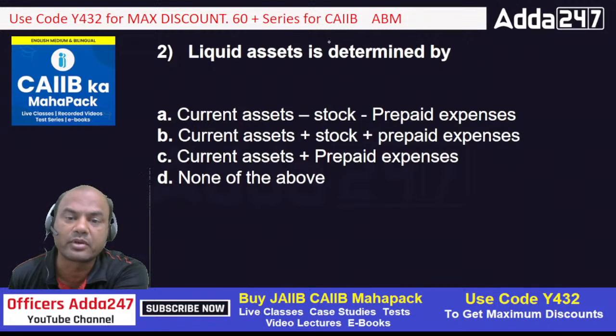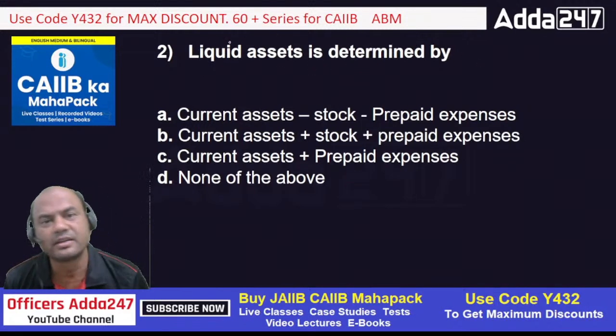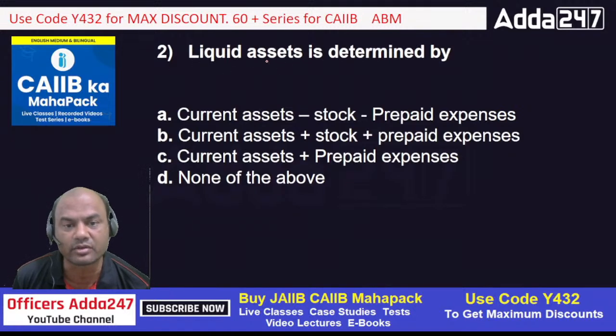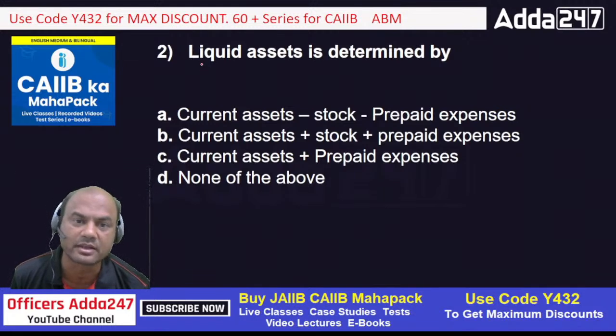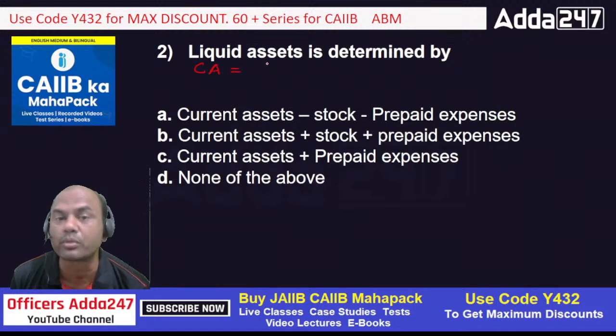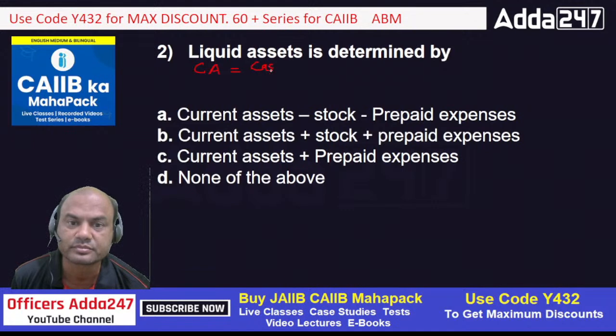Liquid assets are determined by what? What is a liquid asset basically? A liquid asset is a part of current assets, always remember. So what do we include in current and what do we include in liquid? Current assets, I'll write it CA only, always have 4 parts: cash, debtors, inventory, and prepaid expenses. These are all in current assets.